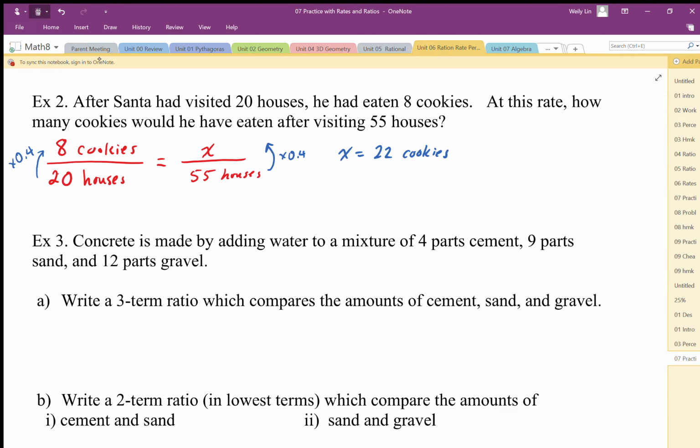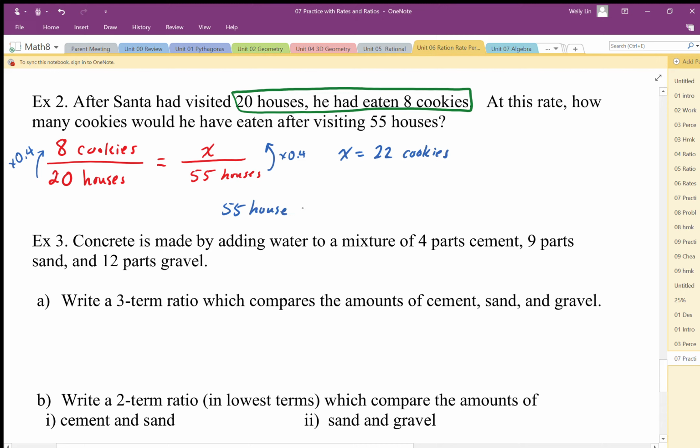So this is one way to do it. I'm going to introduce to you another way of doing these problems called unit analysis. And it's really a multiplying strategy. So here I have my proportion, and I'm going to use it as a rate. Starting with 55 houses, I'm going to keep track of the units, so I have 55 houses, and I'm going to multiply by my rate. And to use this rate, I want to make sure that I end up with cookies.